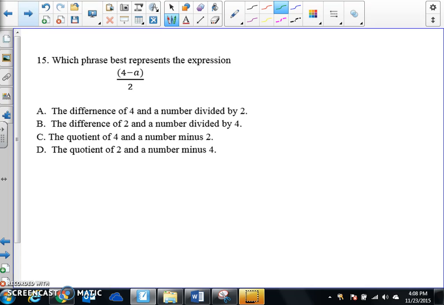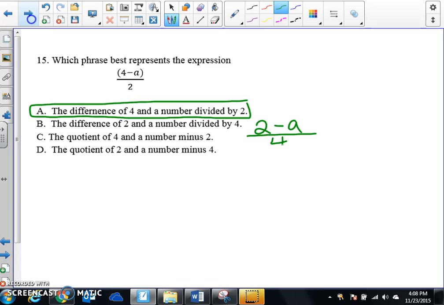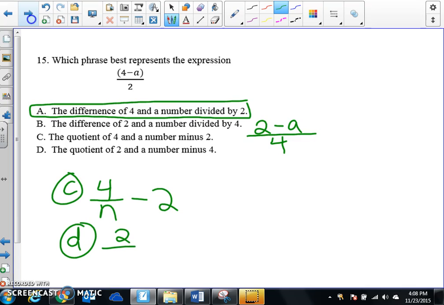All right. This one, 4 minus a, so that's a difference. So the difference of 4 and a number, excuse me, divided by 2. That's an A. Let's see what these other ones would look like. The difference of 2 and A divided by 4, that's answer B. C is the quotient of 4 and a number minus 2. And D is the quotient of 2 and a number minus 4. So those are all wrong.